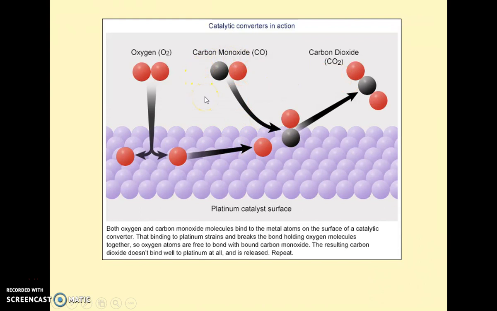Without catalytic converters, cars would cause a buildup of poisonous carbon monoxide, which obviously is not good for humans. So again, what platinum does, right, is it helps break the bond between the oxygen atoms, so that requires less energy, and it makes oxygen more likely to collide with CO to make CO2, thus lowering the activation energy.